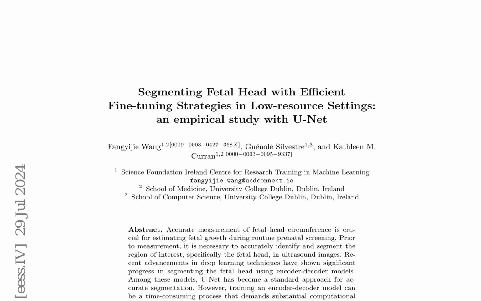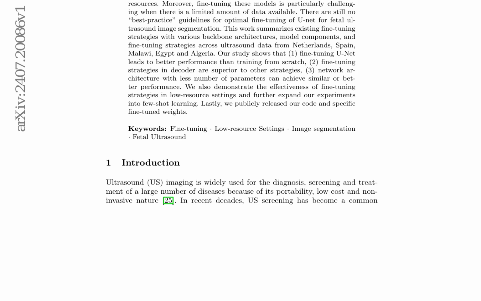This research paper presents a novel approach to segmenting fetal heads in ultrasound images using efficient fine-tuning strategies, particularly in low-resource settings. The authors employ the UNet model, which has become a standard for accurate segmentation tasks. They investigate various fine-tuning strategies with different backbone architectures, model components, and fine-tuning strategies across ultrasound data from various countries. The study reveals that fine-tuning UNet leads to better performance than training from scratch, and fine-tuning strategies in the decoder are superior to other strategies.